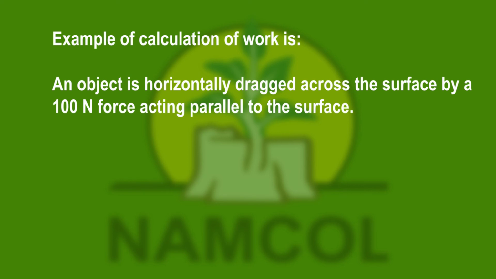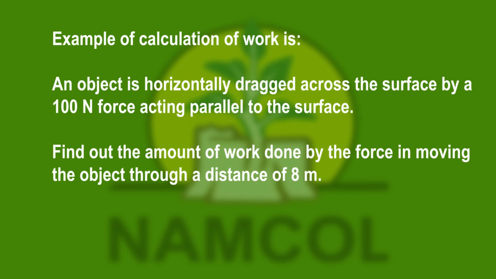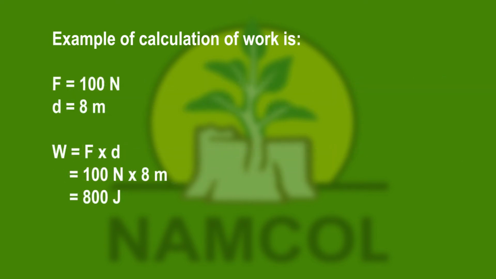An example of calculation of work: an object is horizontally dragged across the surface by 100 Newton force acting parallel to the surface. Find out the amount of work done by the force in moving the object through a distance of 8 meters. The formula for work is F times d. When we substitute the values of the force and the distance, it is 100 newtons times 8 meters, which gives 800 joules.